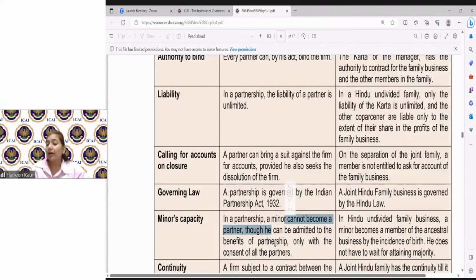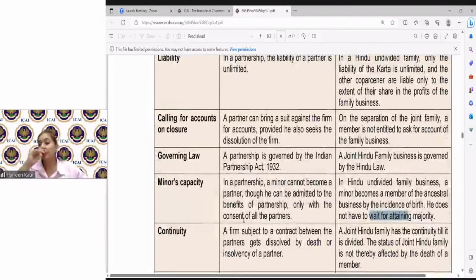But what happens in HUF? In HUF, as soon as a child is born, he becomes a member. He doesn't have to wait for the age of attaining majority, no? By birth, he becomes the member, but here, a minor cannot become a partner. So in today's MCQ, you have a very interesting question based on this point also.